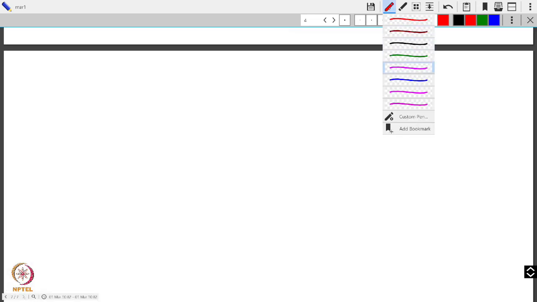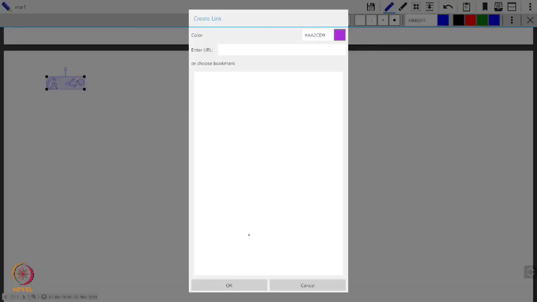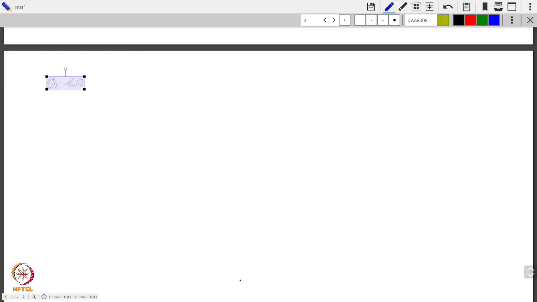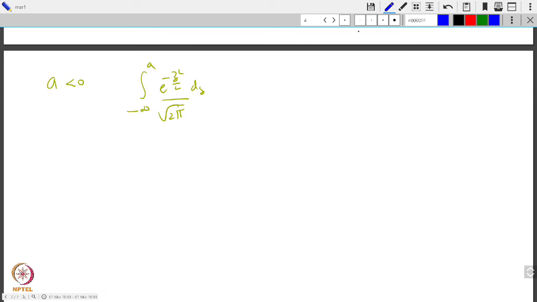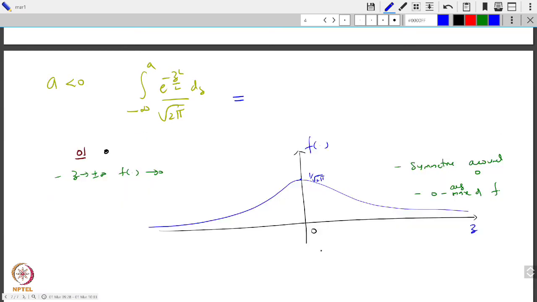So let me do a different color. A is negative. So I have the integral from minus infinity to a of e to the minus z squared by 2 dz over square root of 2 pi. So I want to compute this integral, right? So what's that equal to? So now let's do the graph again. The graph comes here. Let me erase this part.